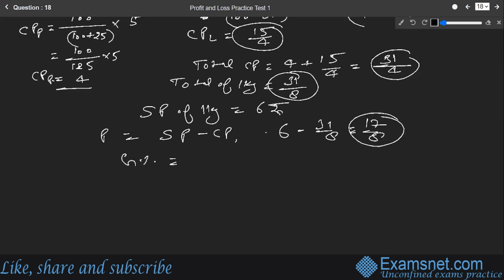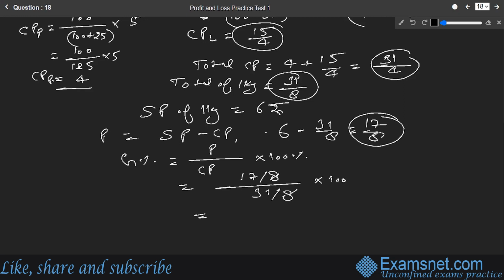Gain percent formula is nothing but gain or profit divided by cost price into 100%. That is always the formula. So profit value is 17 by 8 divided by cost price, which is 31 by 8, into 100%. That's what we are supposed to solve.